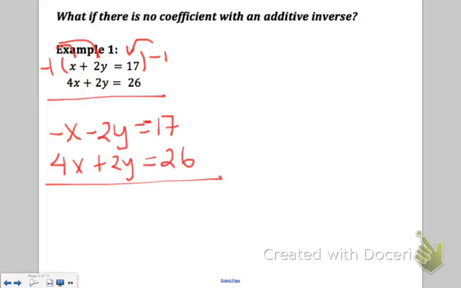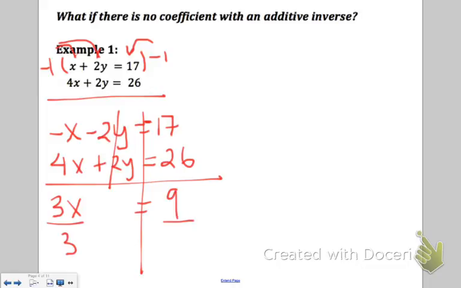So now if I add the two equations, because I have a negative 2y and a positive 2y, those two variables will cancel out. So we're left with 3x, that's going to cancel out. Negative 17 plus 26 will give us a positive 9.